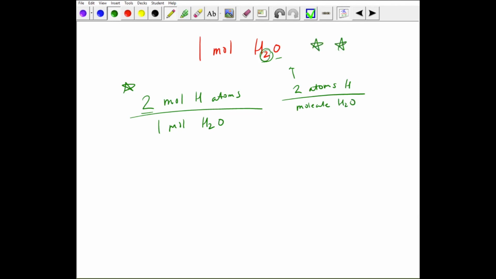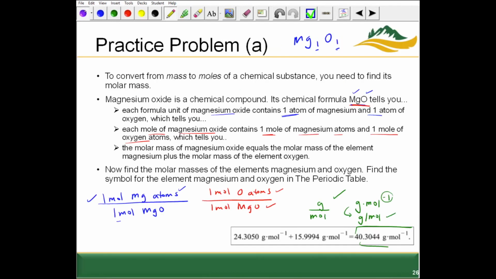We will do more practice with this. And so to figure out the molar mass or molecular mass of magnesium oxide, you notice that we're using those interchangeably. It's the molar mass of the magnesium plus the molar mass of oxygen. Okay, so we've covered this. Let's go back to answering our practice problem.